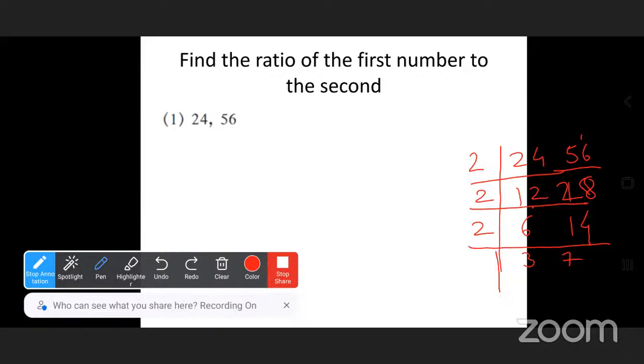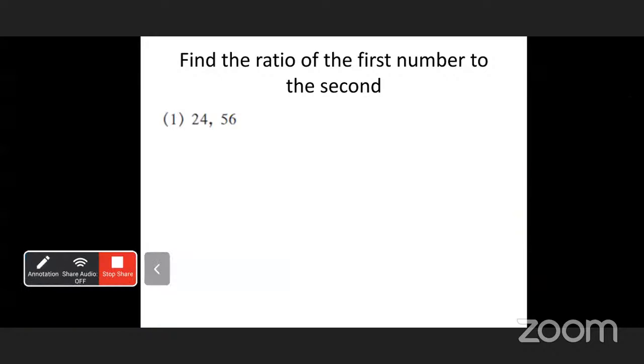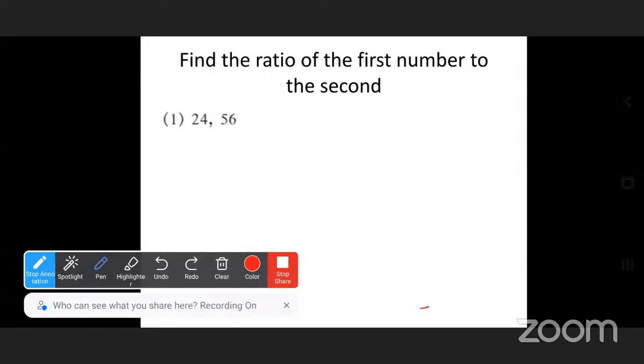Now 3 and 7 are prime numbers, and they both are different numbers. So what will be your HCF? 2 into 2 into 2, that is 2 2s are 4, 4 2s are 8. So the common factor between 24 and 56 is 8. You can divide both the numbers by 8 easily.